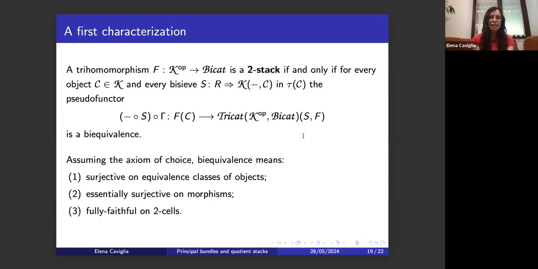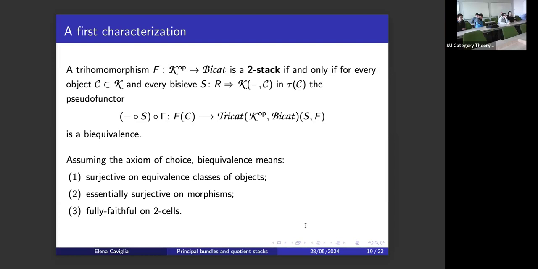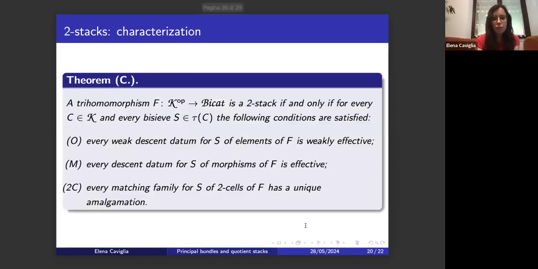And now the idea is that being a biequivalence means these three conditions. So it is surjective on equivalence classes of objects, essentially surjective on morphisms, and fully faithful on two sets. And these three conditions will give us the explicit gluing conditions that we are looking for a two-stack, exactly as it happened in the case of stacks for the characterization.